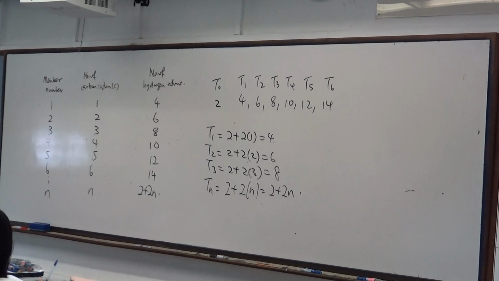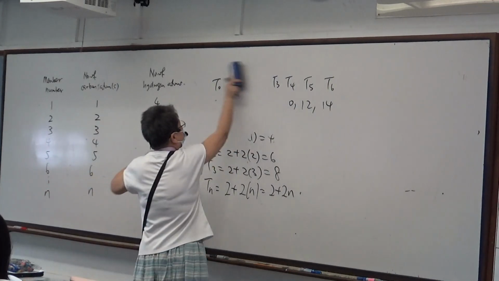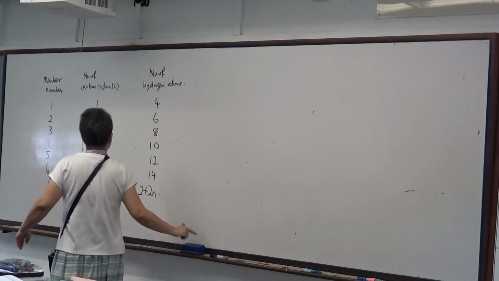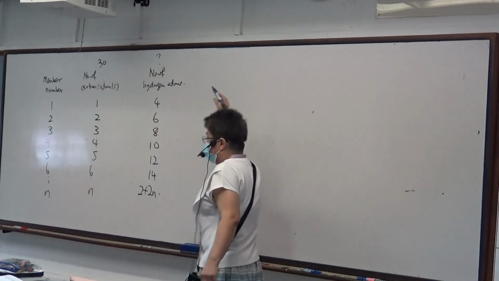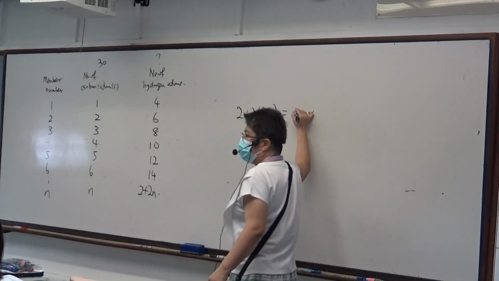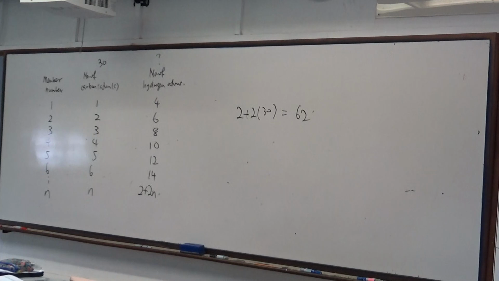If a member of the family has 30 carbon atoms, how many hydrogen atoms does it have? What it means is this. If the number here is 30, what will this be? It will be what? 2 plus 2 times what? 30. Very good. So what's the answer? 62. Are we clear? So the answer is 62. Are we okay with this part here? Alright, now, next.